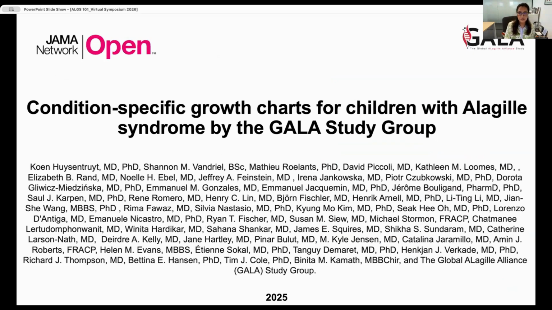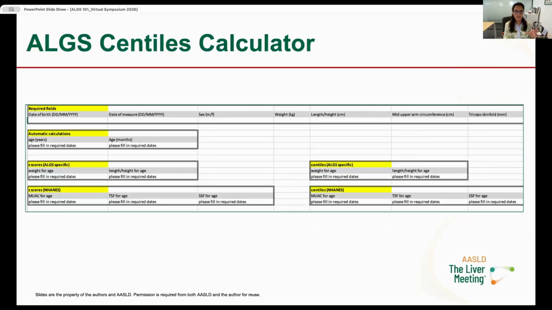Recently, from our GALA study group, we were able to generate for the first time growth charts for patients with Alagille syndrome. This is really an exciting development. And we have a calculator online where you can plug in numbers such as your age, your month, your length and weight, and then it will tell you where you fall on the growth curve. We're still trying to get these into clinical practice, but the paper is out. It came out last year. I'm very excited about it so that you can then at least see the journey of yourself or your child as compared to other patients with Alagille syndrome.